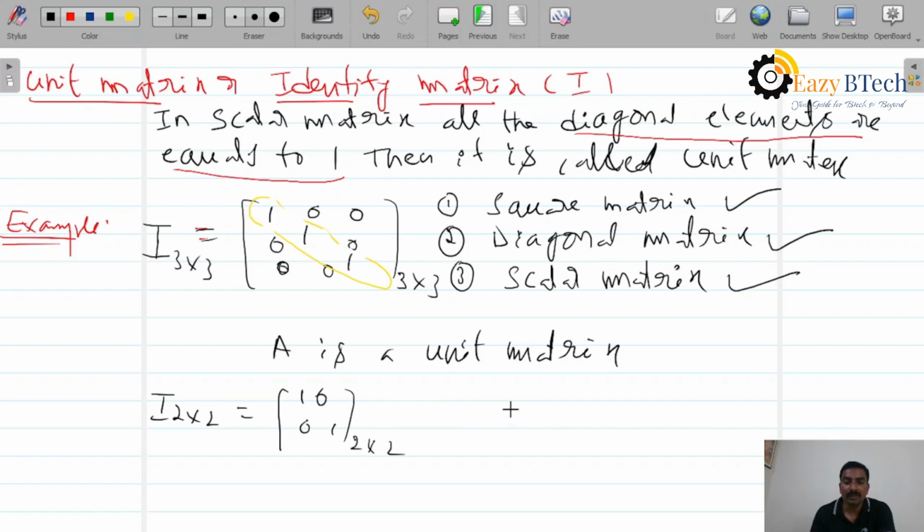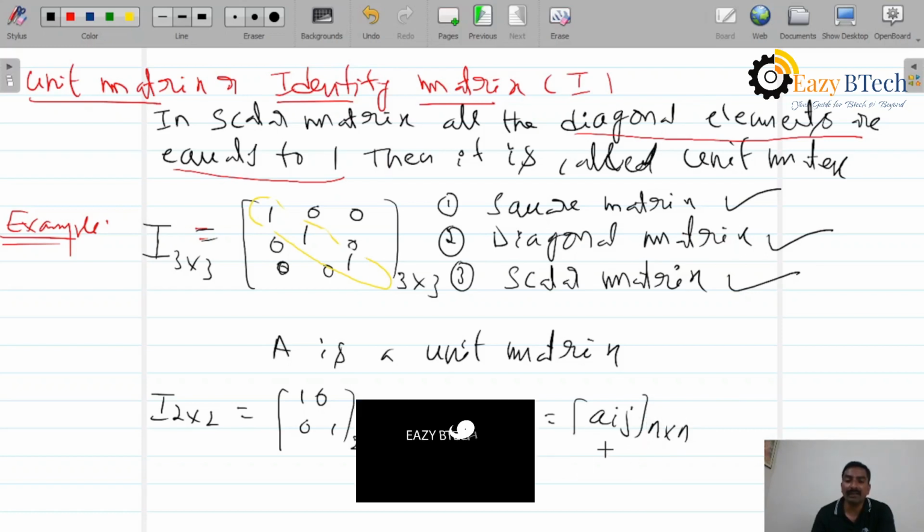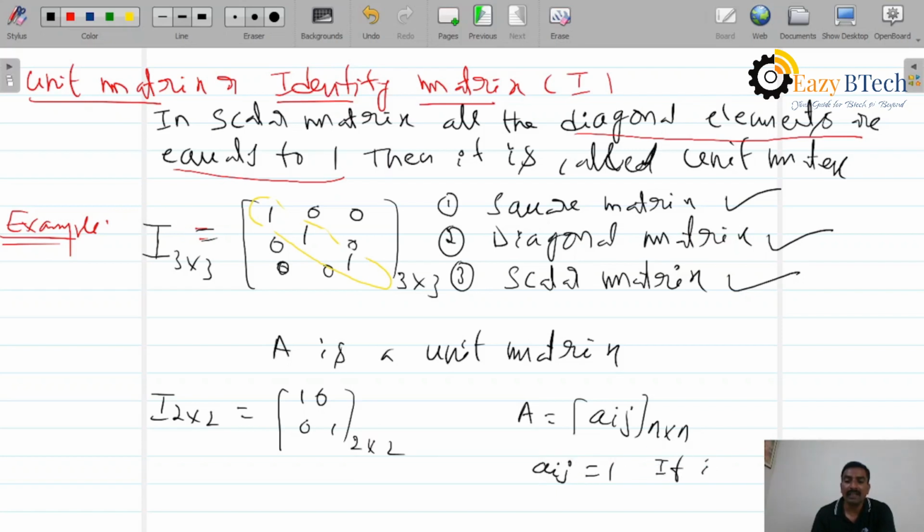What is that? Suppose here capital A equals Aij. This is one of the matrices. It is a square matrix n by n. Then it is said to be an identity matrix or unit matrix. Then we can define this such that Aij equals 1 if i equals j, and Aij equals 0 if i is not equal to j. i is not equal to j means non-diagonal elements. All the non-diagonal elements are 0, and i equals j means diagonal elements. Diagonal elements are equal to 1.